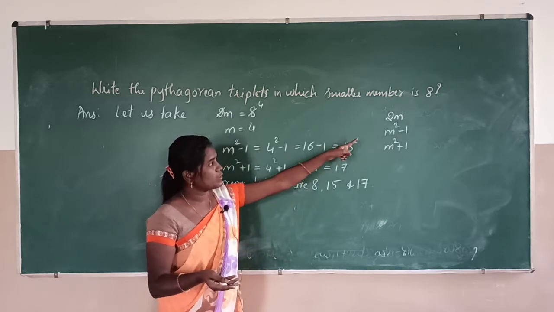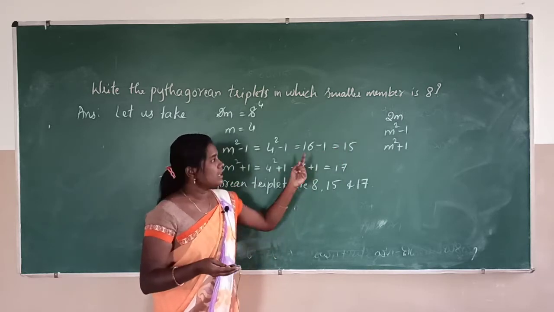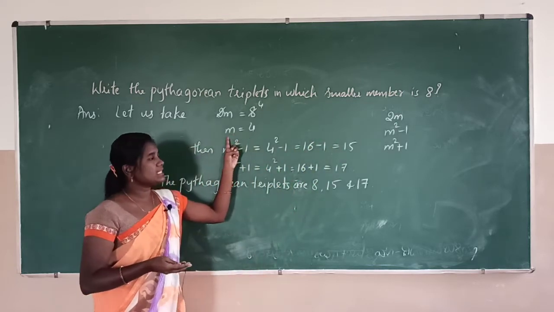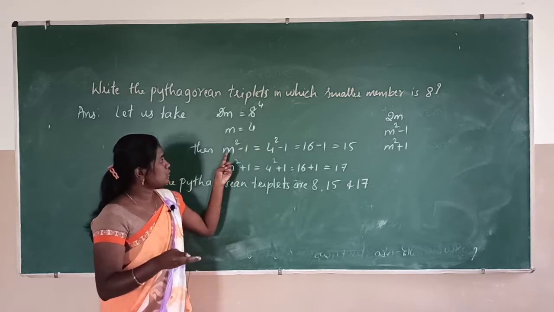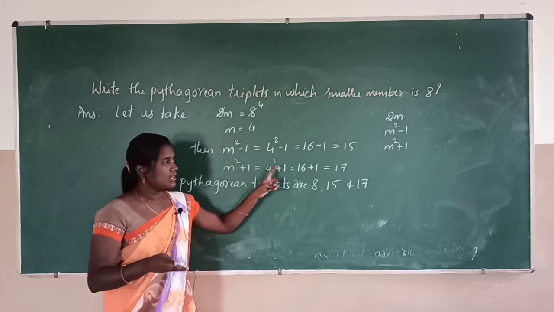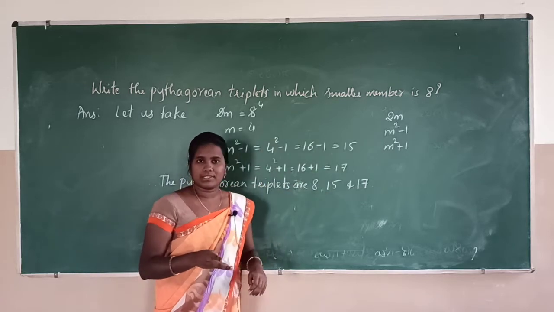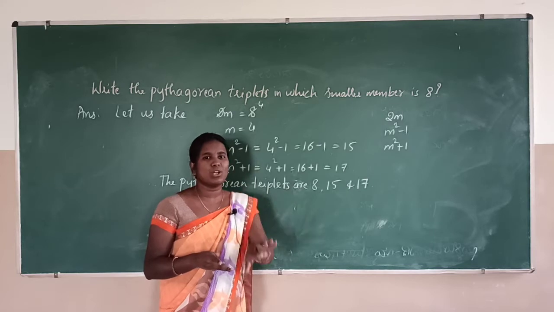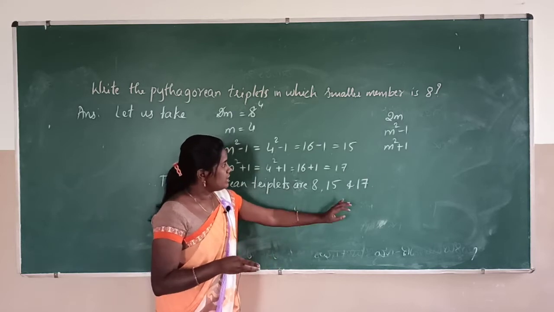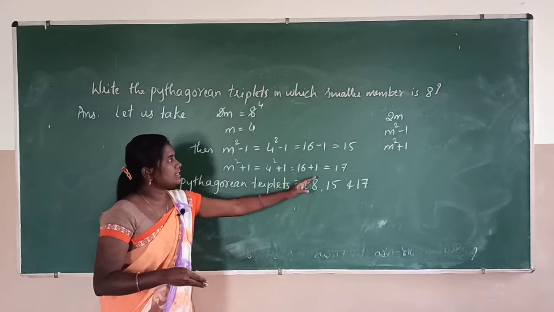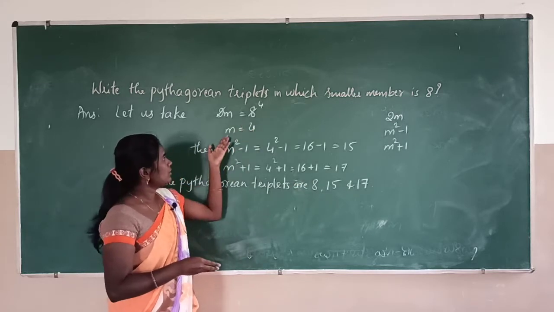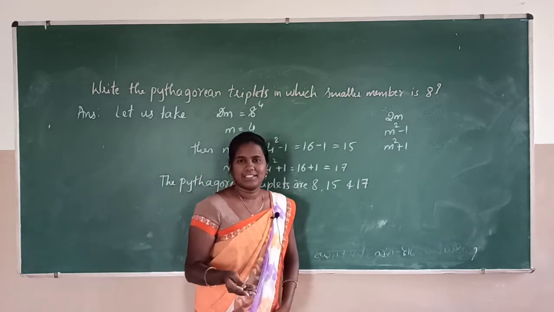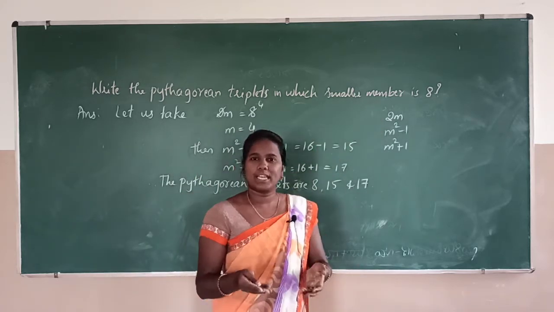If you are considering m square minus 1 as 8, then you will get m square is equals to 9, m is equals to 3. Then substitute those in 2m and m square plus 1. You are going to get other three numbers. In those three numbers, 8 is there. For that reason, we can consider 2m as 8 or m square minus 1 as 8 or m square plus 1 as 8. Whichever you want. Whatever the number is given, you can consider.